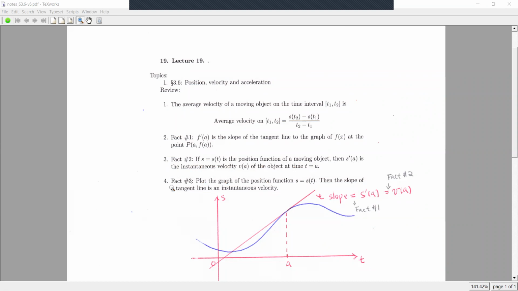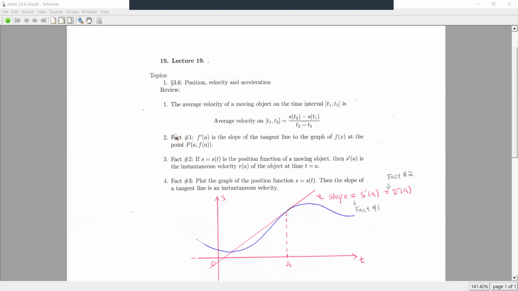Review number 4. Fact number 3. Plot the graph of the position function, then the slope of a tangent line is an instantaneous velocity. Suppose this curve is the graph of the position function. This is a tangent line to the graph.